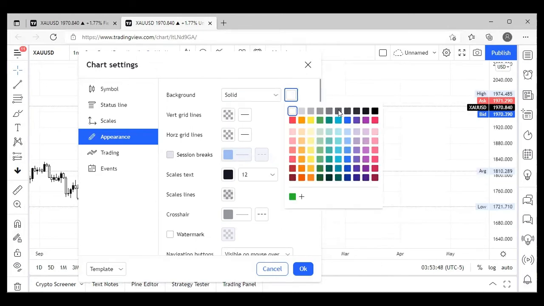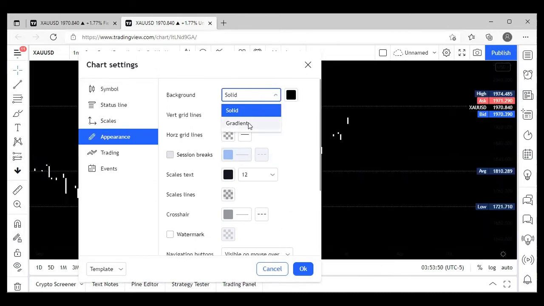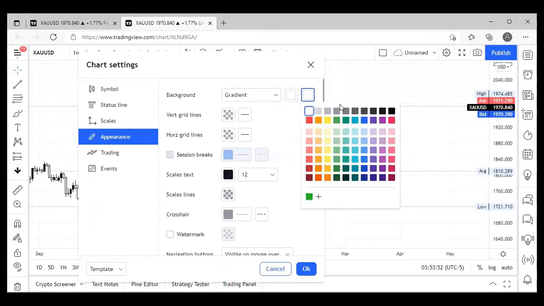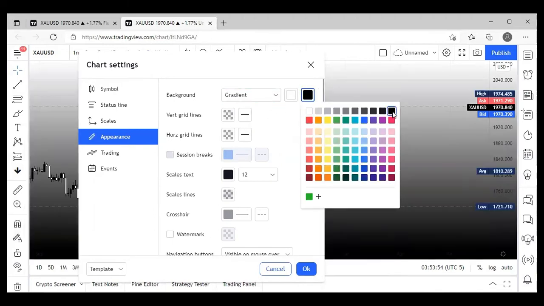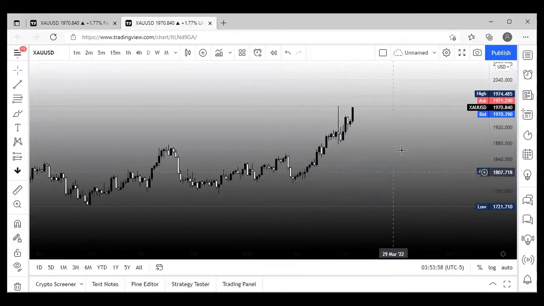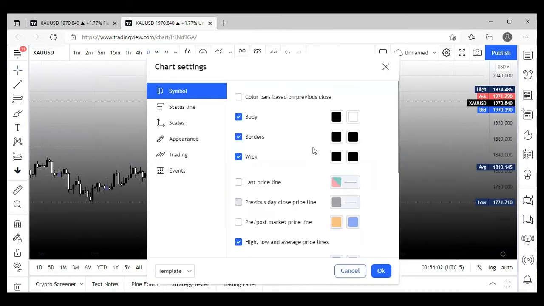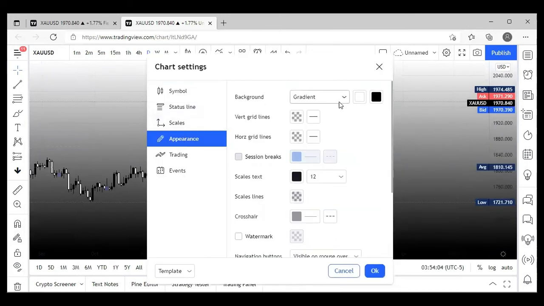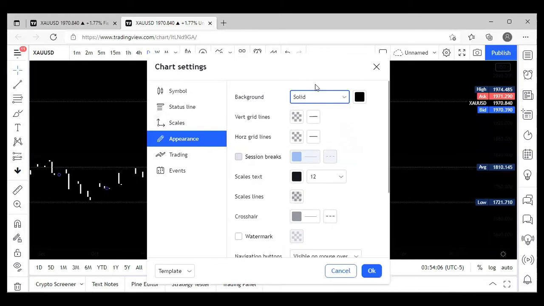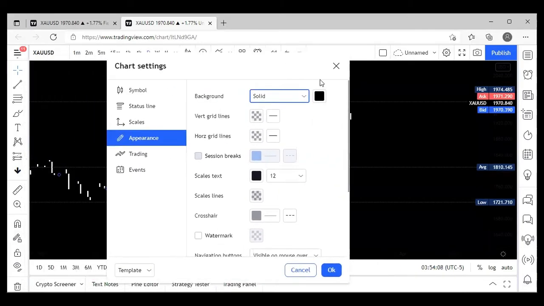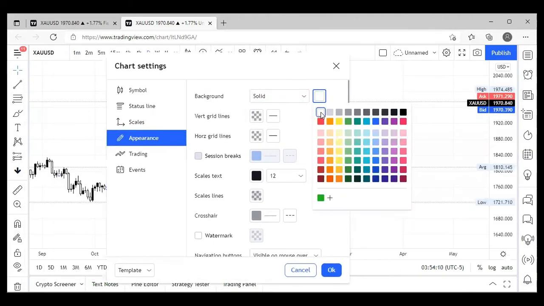Even if it's black, I can go here and say gradient. So there's a gradient. You see how the chart appears. It's not solid. If I want solid, I just come back here to appearance and I make it solid, and my chart changes to pure solid black. Let's go back to white.